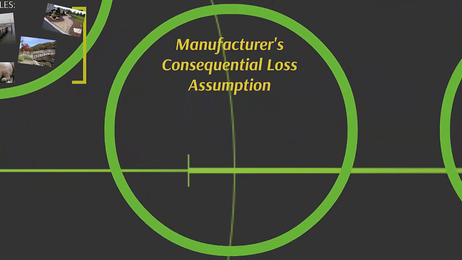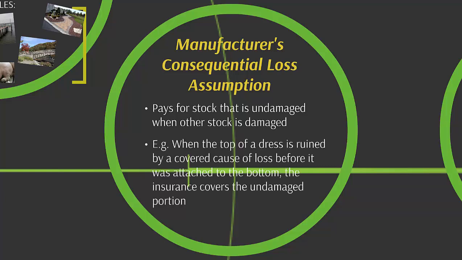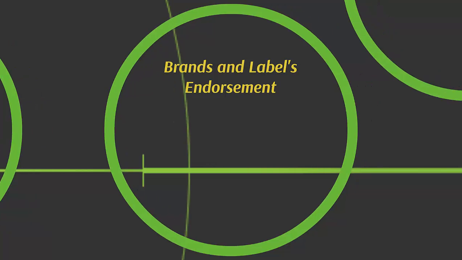The manufacturer's consequential loss assumption pays for stock that is undamaged when other stock is damaged. For example, when the top of a dress is ruined by a covered cause of loss before it was attached to the bottom of a dress, the insurance covers the undamaged portion. There's also the brands and labels endorsement. An insurer has the right to resell damaged, salvaged property.